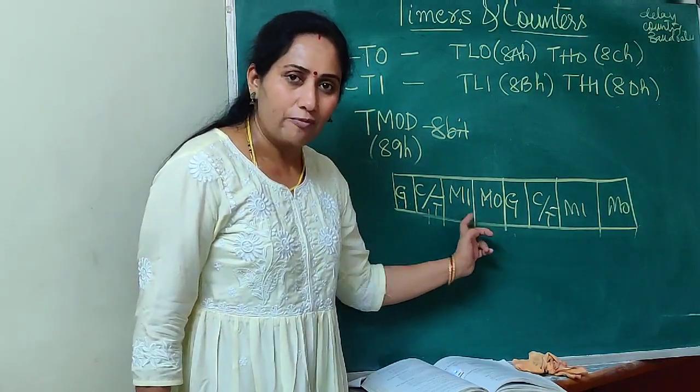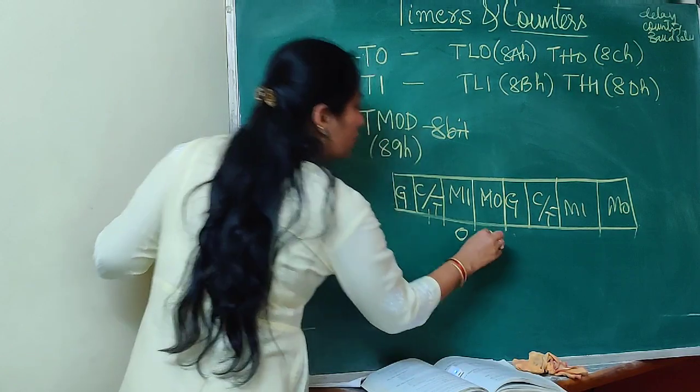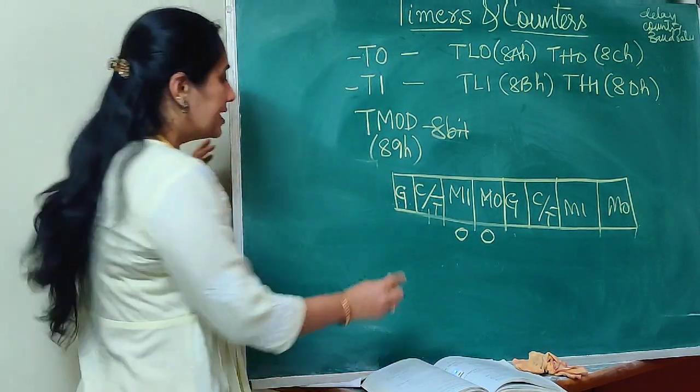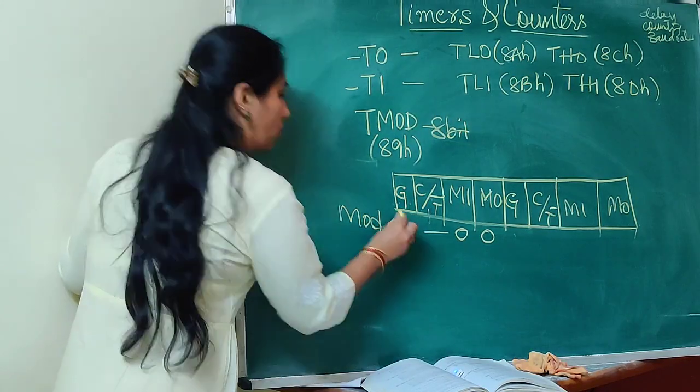These are M0 and M1, the mode select bits. If they are 0, 0, then it is called mode 0.